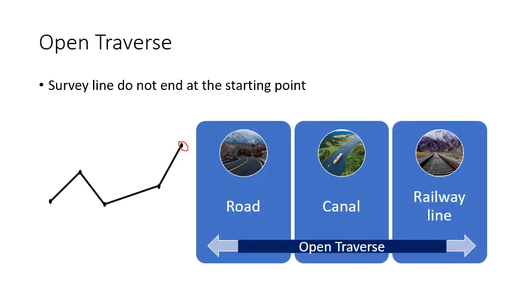This kind of traverse we usually do for surveying a road, canal, railway line, pipeline, tunnel, etc., where we can see that the predominant feature is the length. So for any linear feature, we usually go for open traverse. We start at one end of the feature and we continue, and we may end at the other side of that feature. We never come back to the original location. So that is called an open traverse.